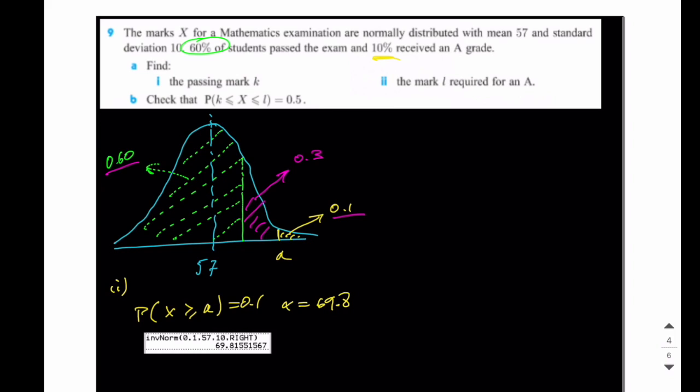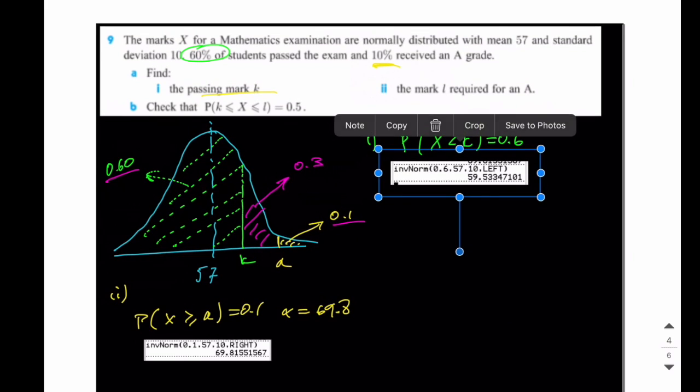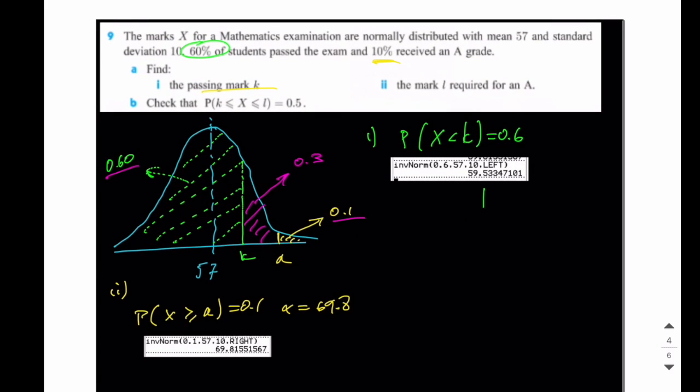And now find the passing mark K. That is the passing mark K here. So let me do that part. So the passing mark K says the following, that the probability of X being smaller than K is 0.60, and again we'll use the inverse norm. So the answer here is the passing mark is 59.5. You have to get a 59.5 to pass.